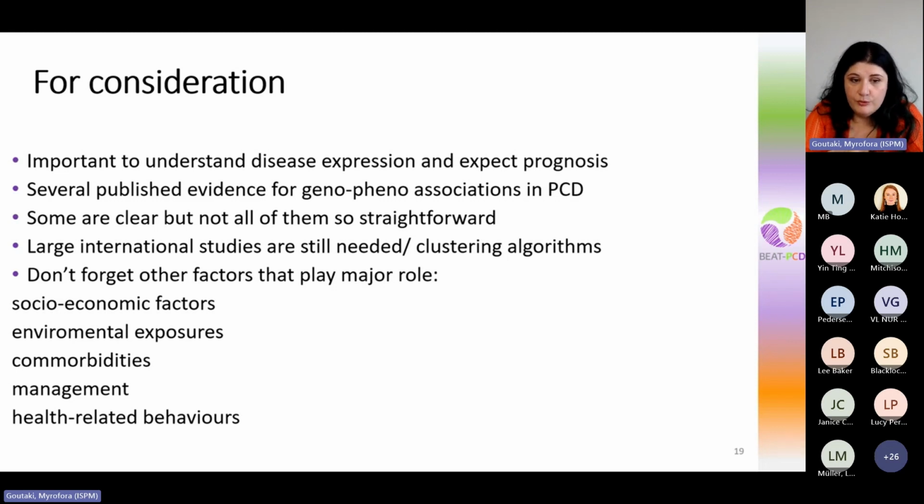And as a last thing, we need to remember that patients with PCD are not just defined by their genotype. There are several other important factors that play a major role in the expression of the phenotype. This can be environmental exposure, socioeconomic factors, other accompanying diseases, and very importantly, differences in the management and health-related behaviors that they have, like exercise, for example.